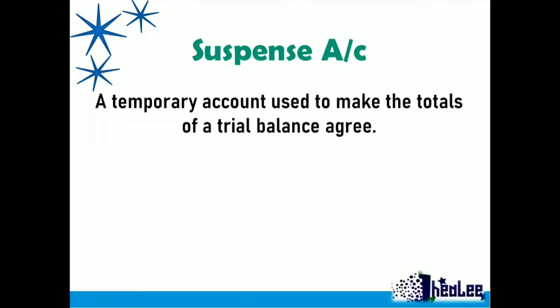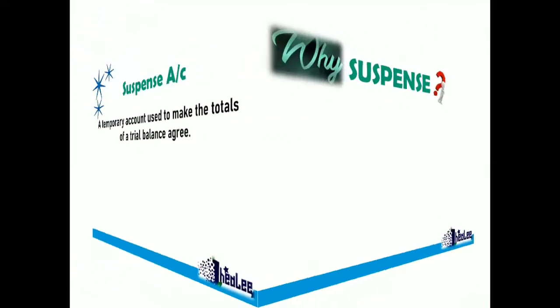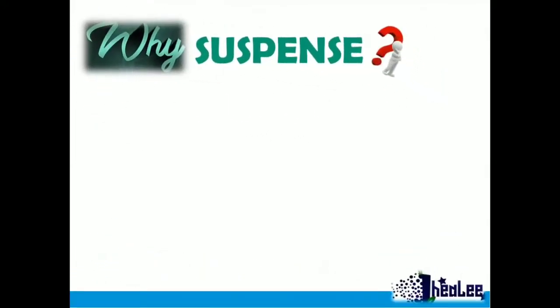Now, I've mentioned the term suspense account. Why do we use a suspense account? It is simply a temporary account used to make the totals of a trial balance agree. Remember earlier, I said that you're in suspense. You don't know what caused that error, so you put that difference in the suspense account. But why are we in suspense?